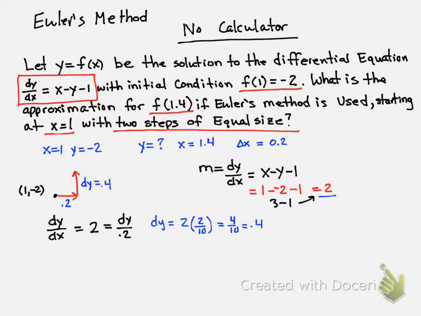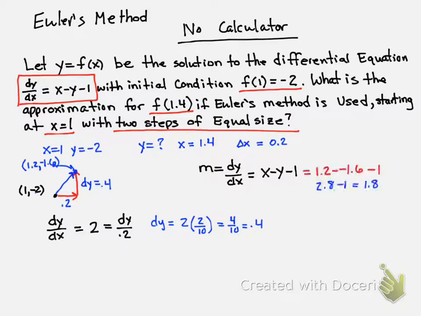I also know that the new coordinates of this point are 1.2 in the x, and the -2 that I was at plus 0.4. Well, that's going to be -1.6. So that's the new x and y coordinates. Those are the new coordinates that go in this equation here. Plugging in the new x and y, I get a slope of 1.8.